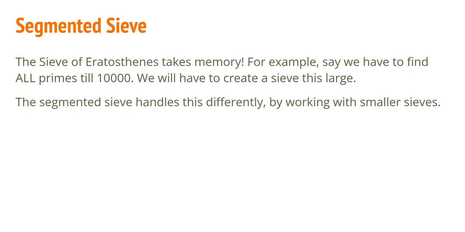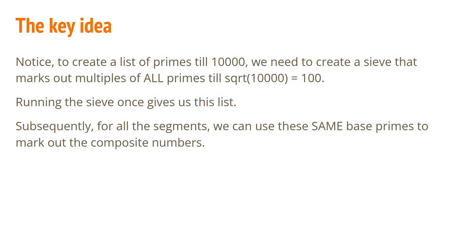It turns out that the segmented sieve handles this differently. It works by breaking the problem down into several pieces and then handling them one by one. The key idea is that, to get a list of prime numbers till, say, 10,000, all we need to do is to have a list of all primes till 100 and then mark out all the multiples. So what we can do is run the sieve once until 100. Now this gives us the base list of primes.